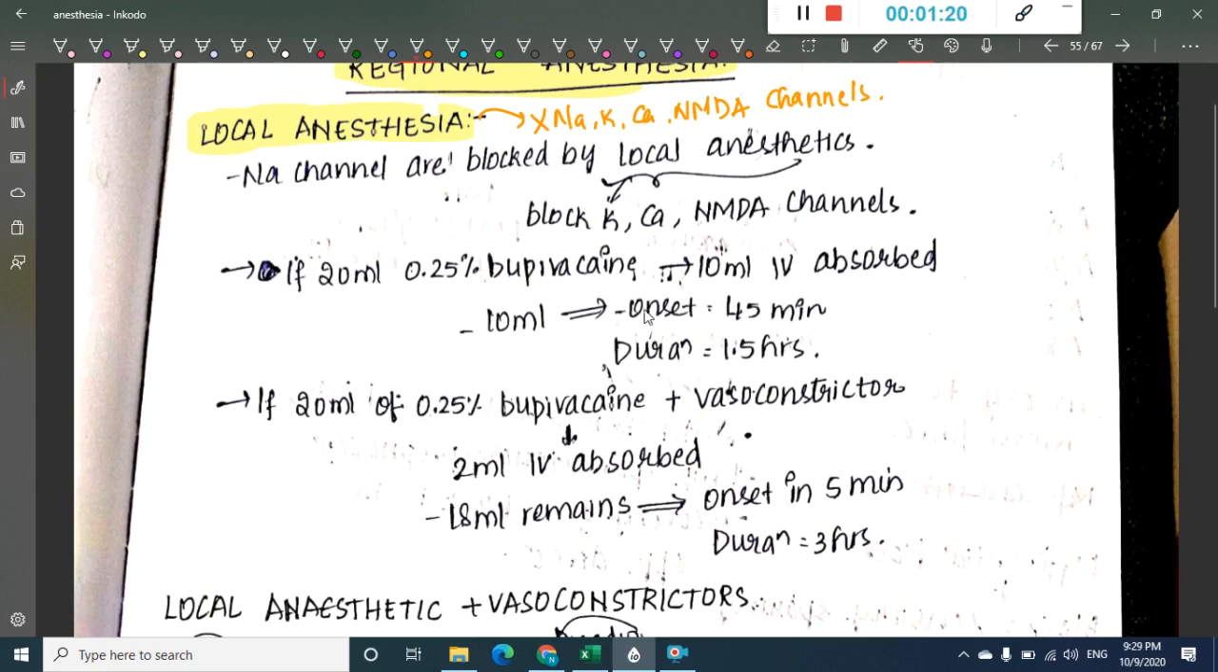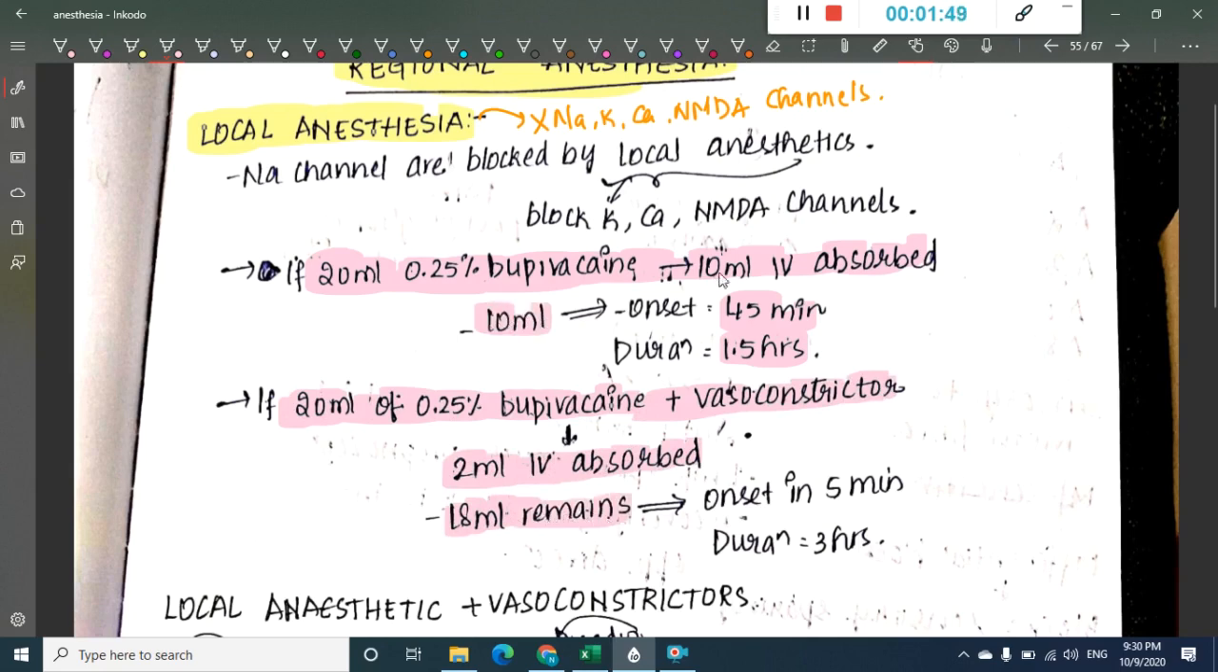Okay, for the rest of this 10 ml, the onset of action is in 45 minutes and the duration of action is 1.5 hours. Okay, similarly, if you give 20 ml of the same 0.25% bupivacaine along with a vasoconstrictor, only 2 ml IV is absorbed. So the remaining 18 ml is present for the local action.